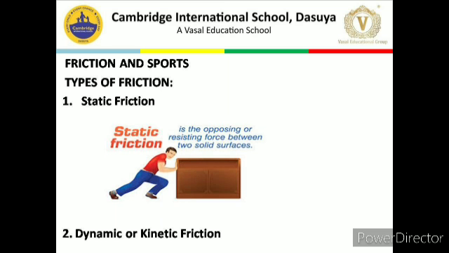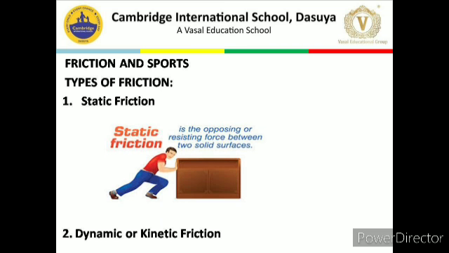Next is types of friction. Friction is of two types. First is static friction. The force of friction which acts between two surfaces before the motion actually begins is called static friction. Static friction is also called limiting friction because it represents the biggest possible friction between given surfaces under given conditions, according to this picture.